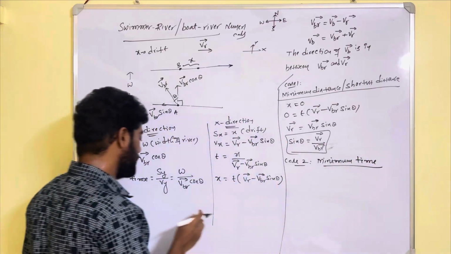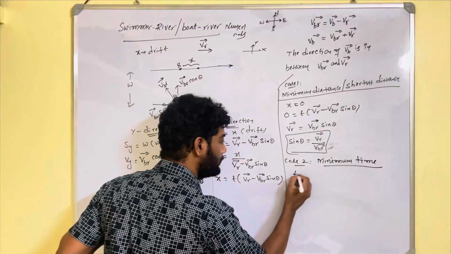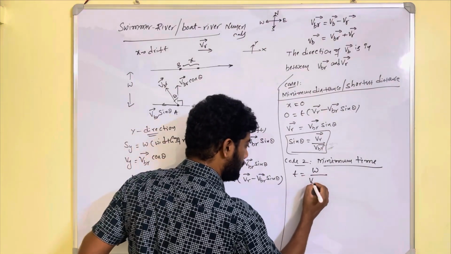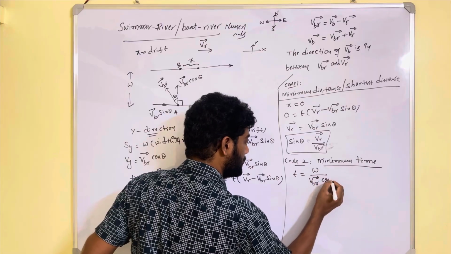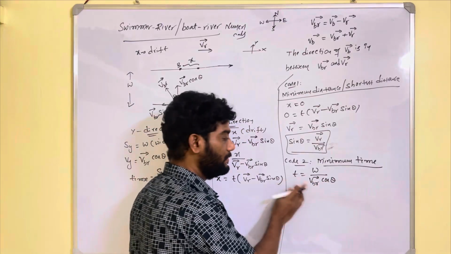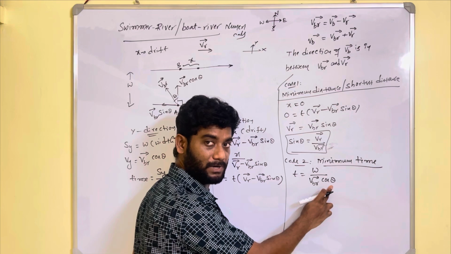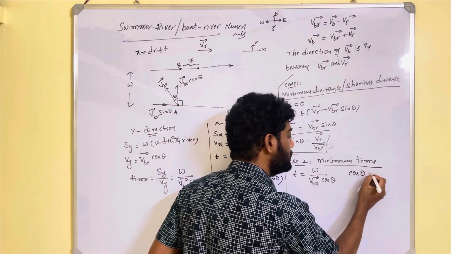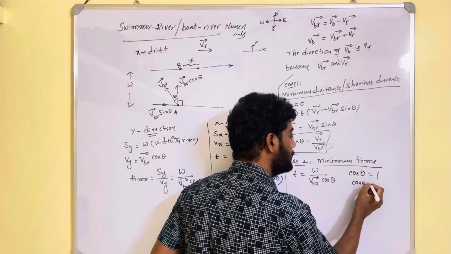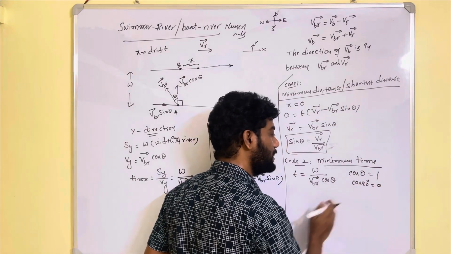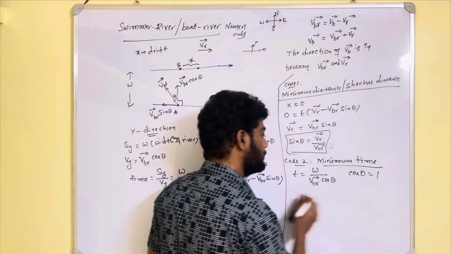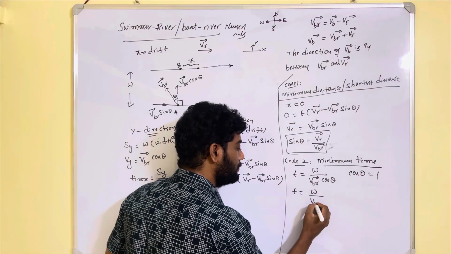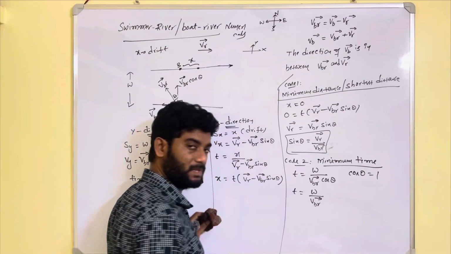Minimum time is asked. What is the formula for time here? Time t is equal to the width of the river divided by VBR cos theta. So t will be minimum when cos theta is maximum. Cos 0 is 1, cos 90 is 0. It should be maximum, so theta is equal to 0. So t is equal to W by V.